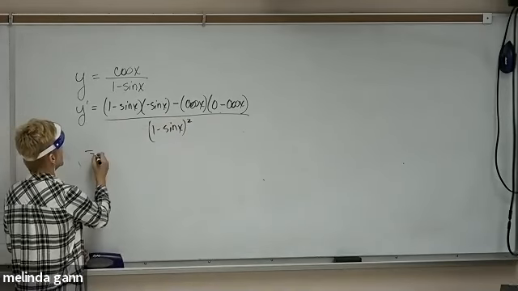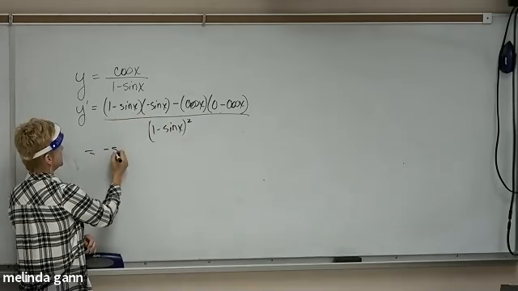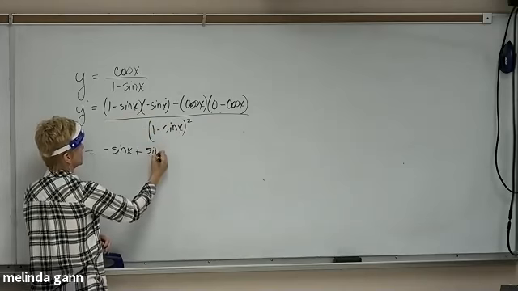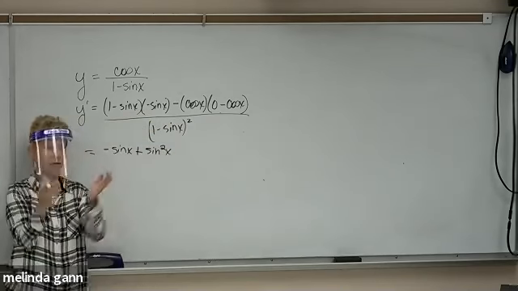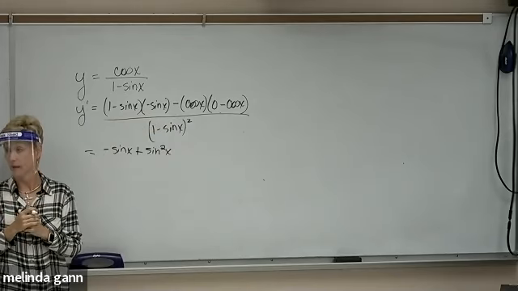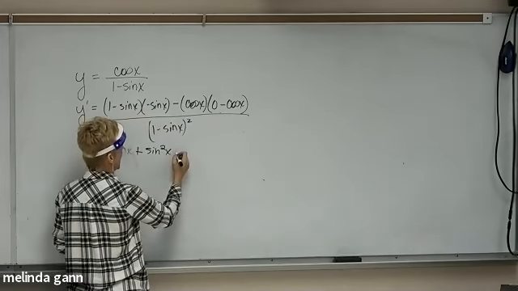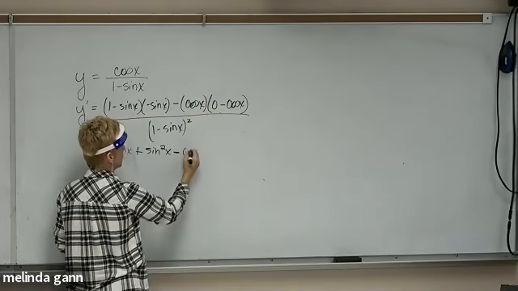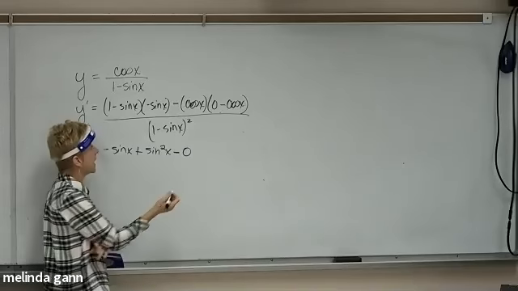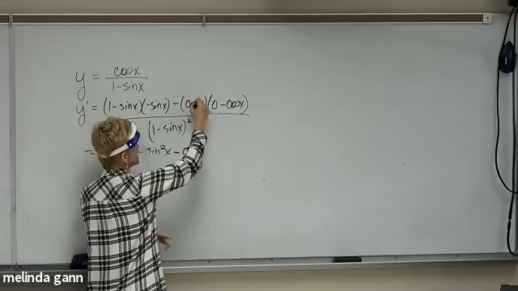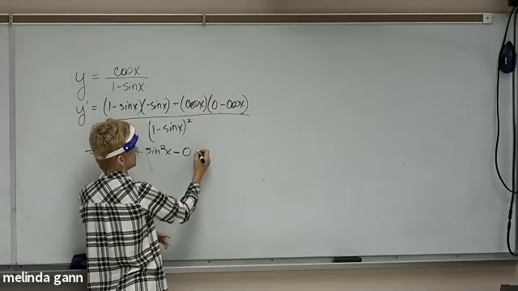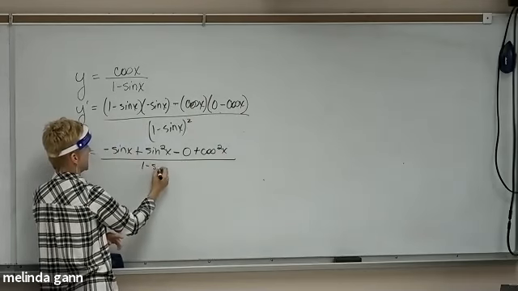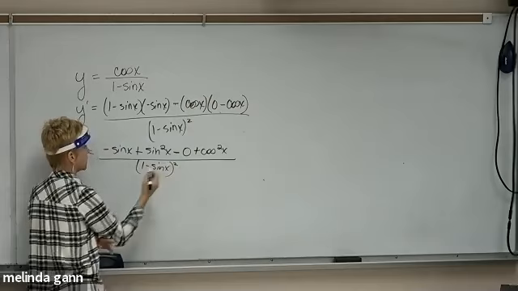Okay. So at the top, I've got a negative sine x. Is that going to be plus or minus? Plus sine squared x, or sine x in parentheses squared. That's the same thing. And I'm going to have minus. Now, what's cosine x times 0 going to give me? 0. I'm going to put minus 0 just to make sure we're clear. And then I've got minus cosine x times a minus cosine x. What's that going to give me? Plus cosine squared x. All over 1 minus sine x in parentheses squared.